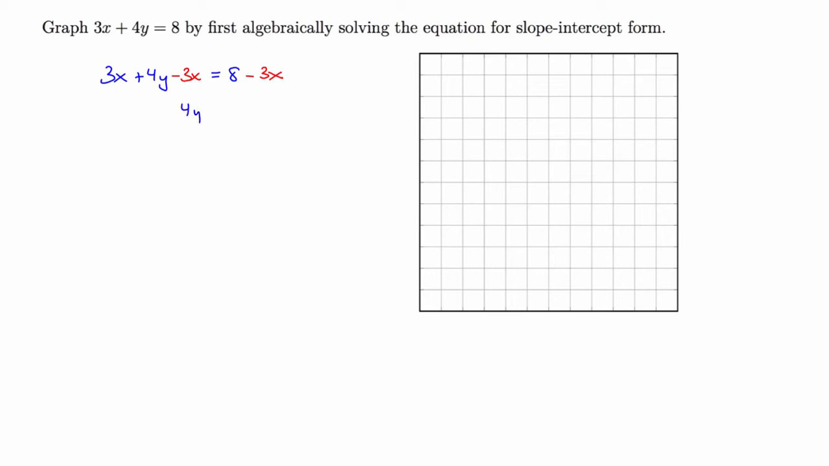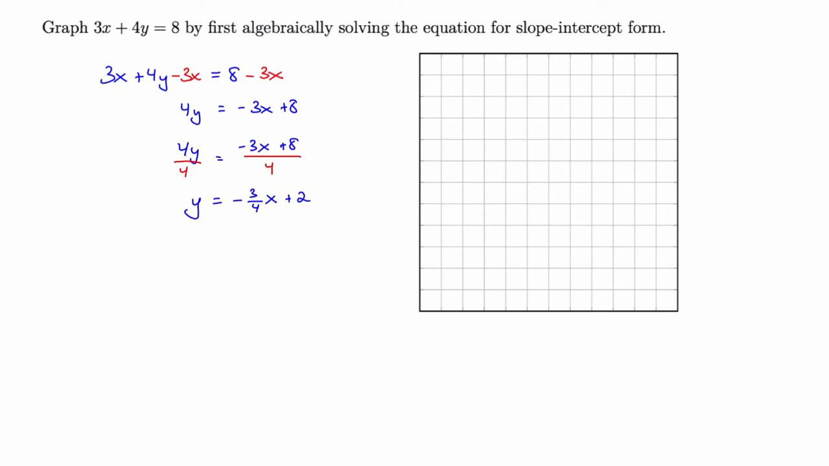This will simplify down to 4y equals negative 3x plus 8. As a final step in solving 4y equals negative 3x plus 8 for y, we need to divide both sides of the equation by 4. When we simplify the fact that we divided both sides of the equation by 4, the left side will reduce down to a y, and we'll need to remember to distribute the division by 4 into both the negative 3x and the 8. So negative 3x divided by 4 is a negative 3/4 x, and 8 divided by 4 is a positive 2. So we now have the equation in slope-intercept form.